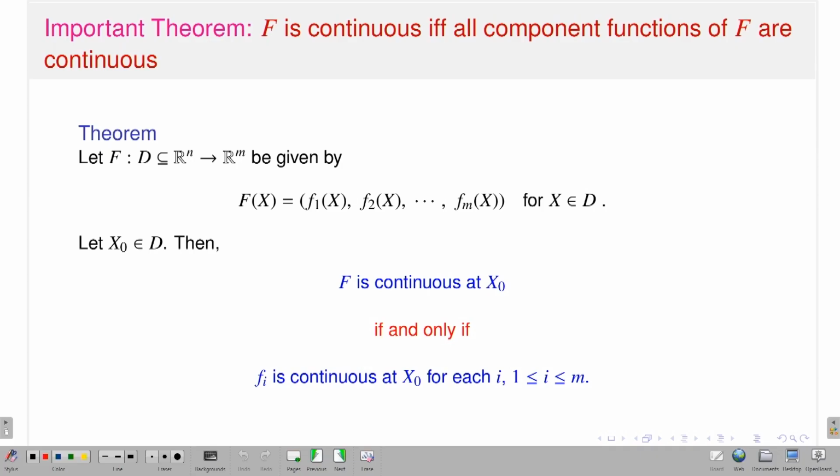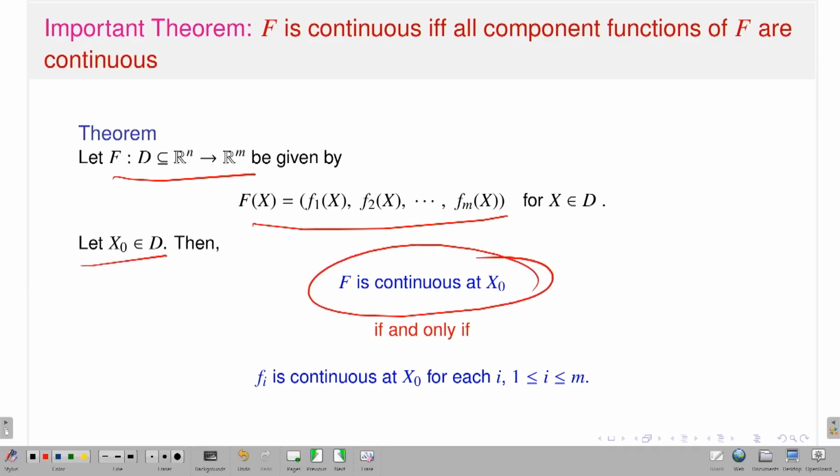That means if I start with a function capital F from Rn to Rm, it will have m components, small f1, small f2, up to small fm, each of them a real valued function from D, a subset of Rn, to R. Now, if I take a point x naught in D, then F is continuous at x naught if and only if each of the component functions is continuous at x naught, for each i between 1 and m. Okay. So, that is very nice actually.